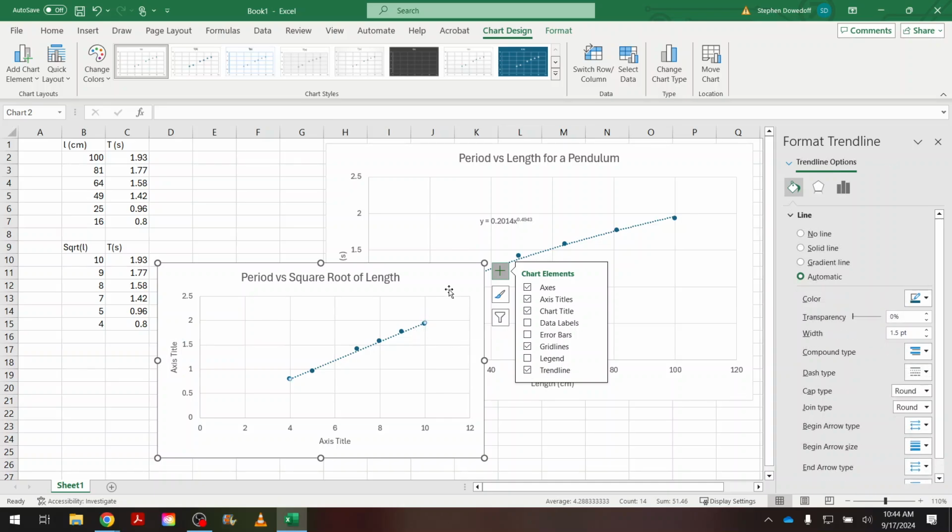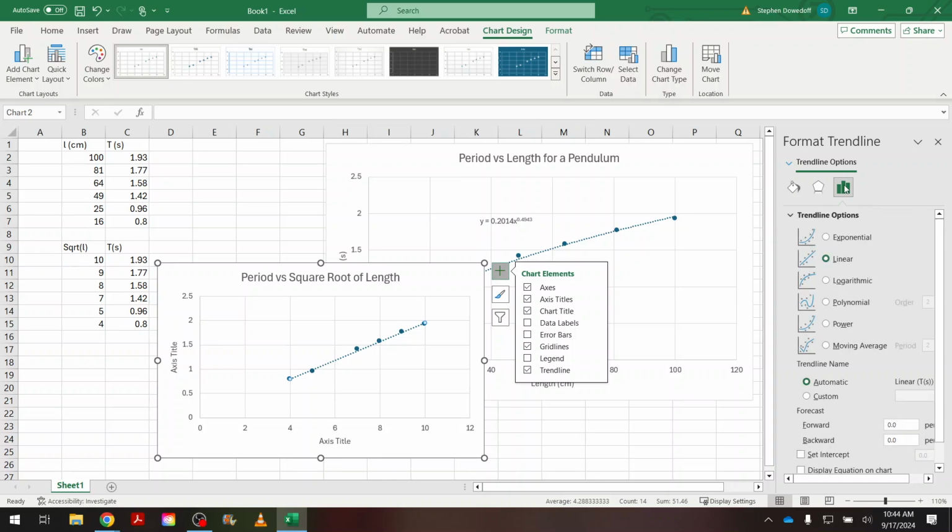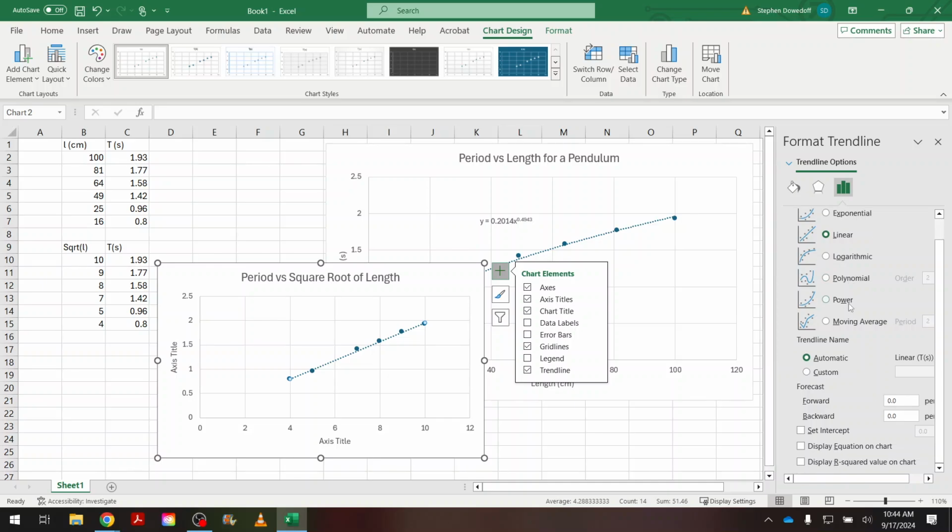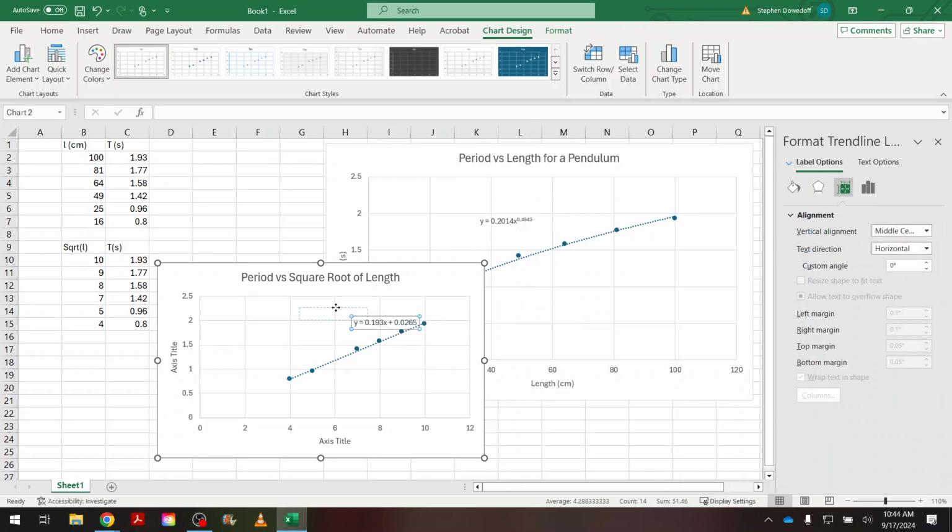I can click on this now. I can go to my trend line options. It's giving me linear as a default, and I think linear, you could check, but I think linear does a pretty good job of putting all that down. And I can go display equation on the chart, and I'm going to get this equation here.